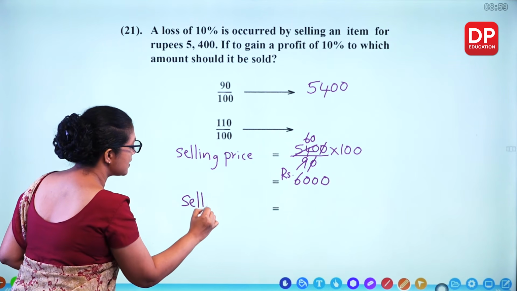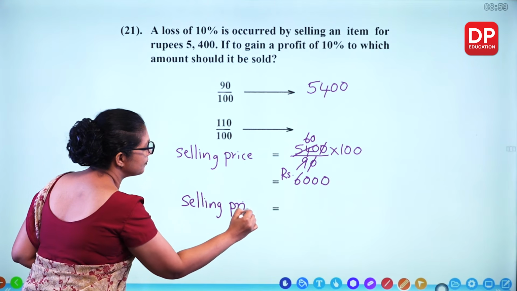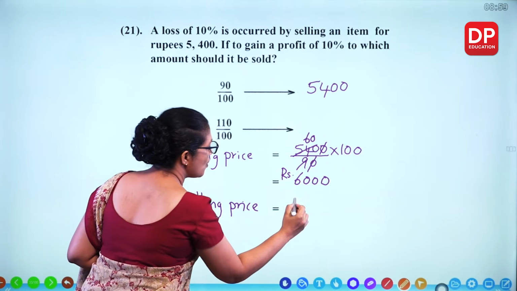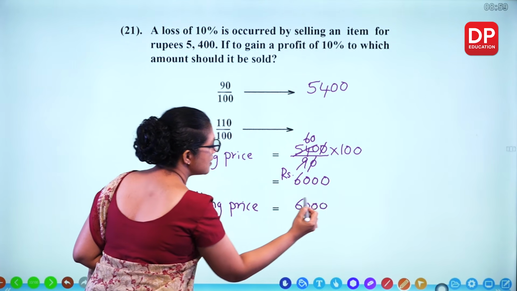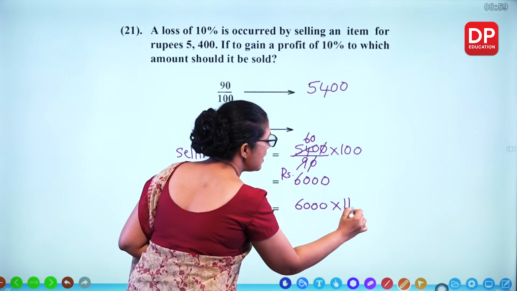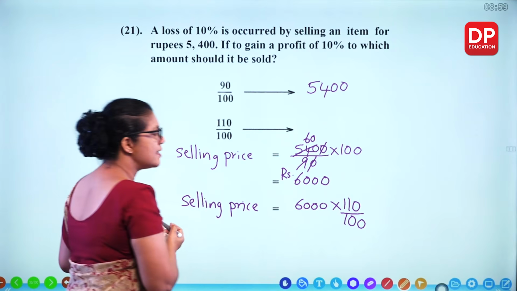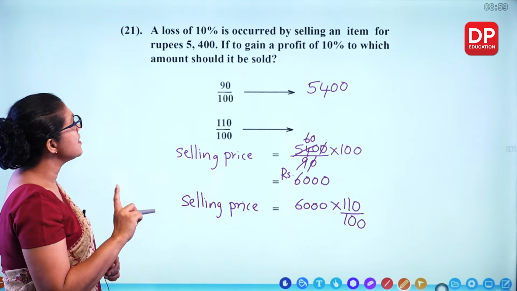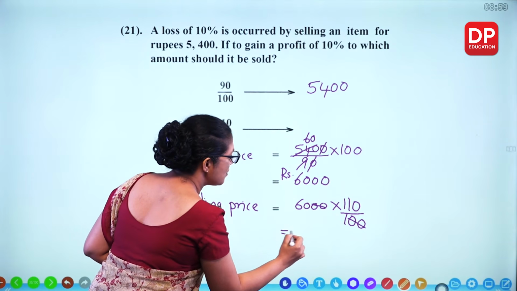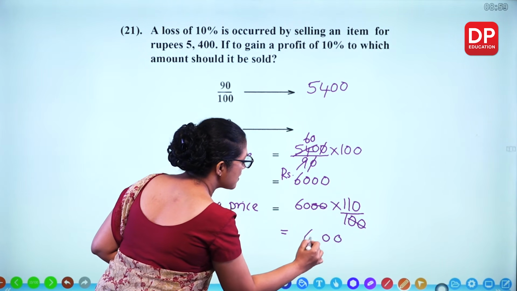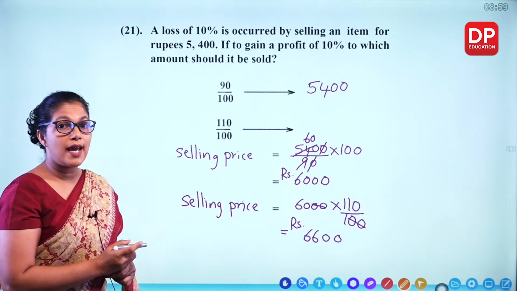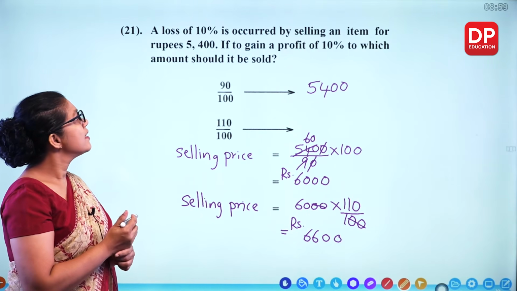Selling price to get 10% profit from this value, 10% of 6,000. You can straight away do that. You can multiply by 110 and divide by 100 to find the selling price with a 10% profit. Two zeros and you get 66. So you need to sell it for 6,600 to get another 10% profit.